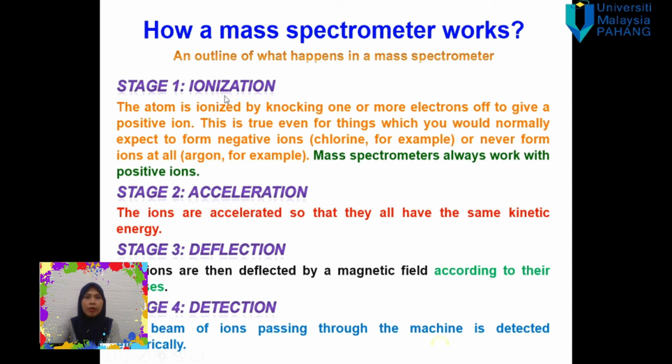So these are the four stages of the ion process in mass spectrometry. The first stage is ionization, the second stage is acceleration, the third stage is deflection, and the fourth stage is detection.